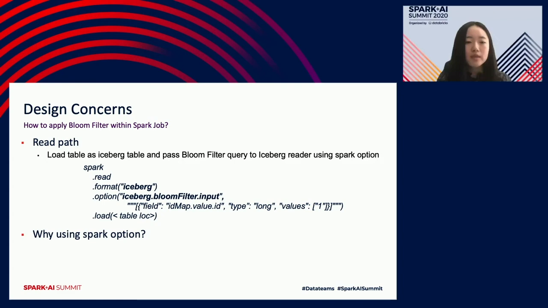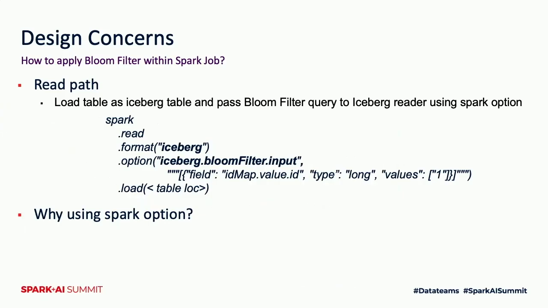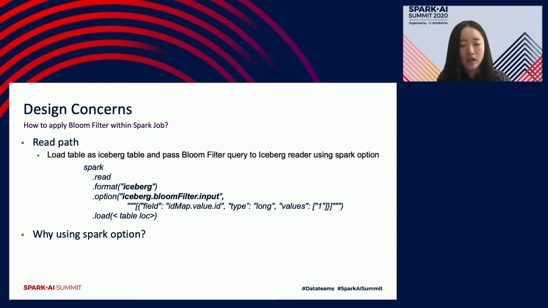On the read path, again, we need to make use of the data frame API to load the table as Iceberg format. In order to tell Iceberg to make use of Bloom filter for file skipping, we have to pass the Bloom filter query to the Iceberg reader using the Spark option. In the Spark option, we should provide the column we want to search on and the value we are interested in, so that Iceberg in the background can automatically skip most of the files that don't contain this value.